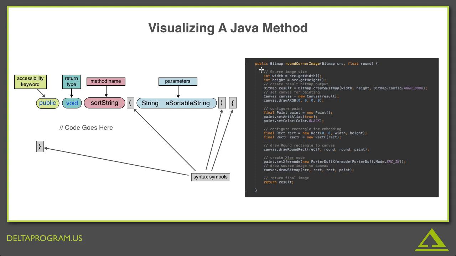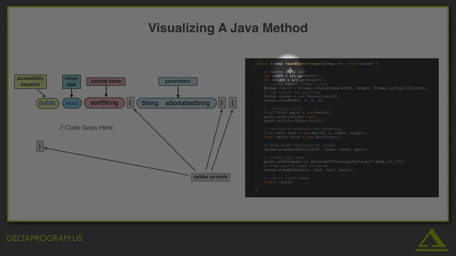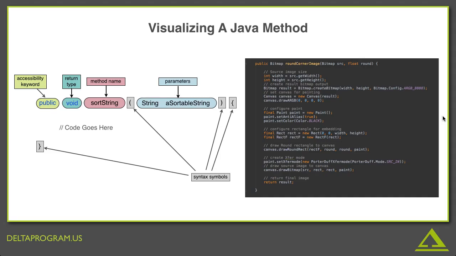Ready? Well, you have a method called roundCornerImage. It takes a bitmap and it returns a bitmap. It also takes a number. Can you guess what it does? Pause now if you need some time.